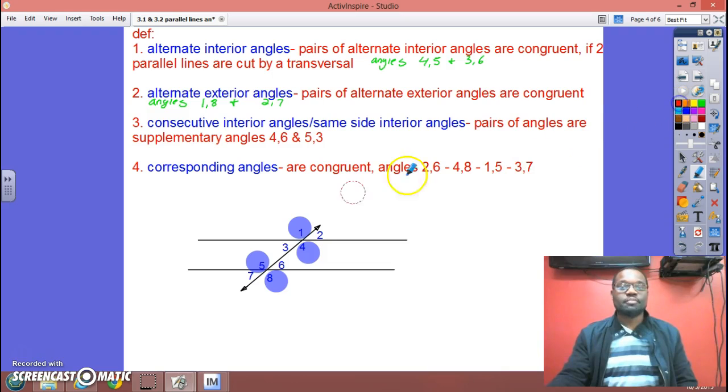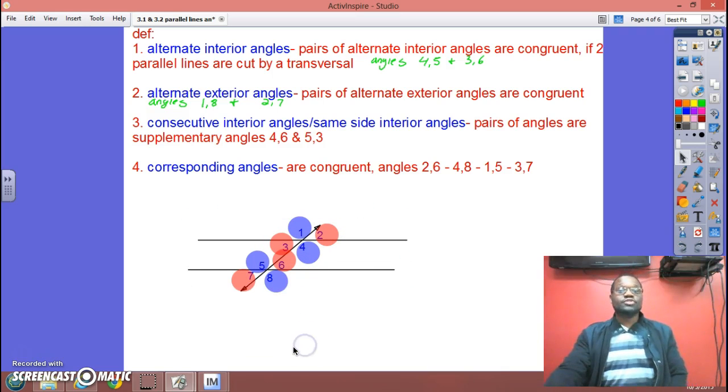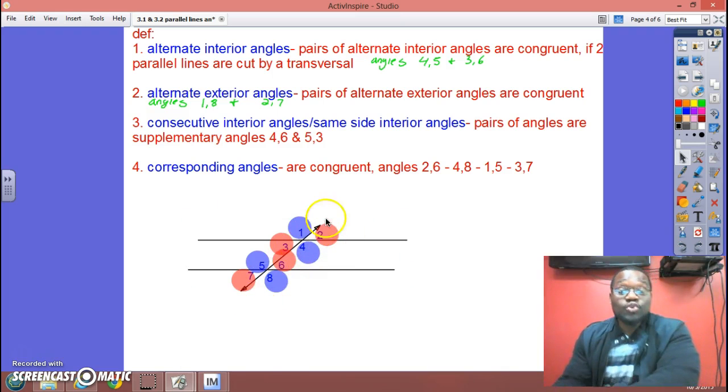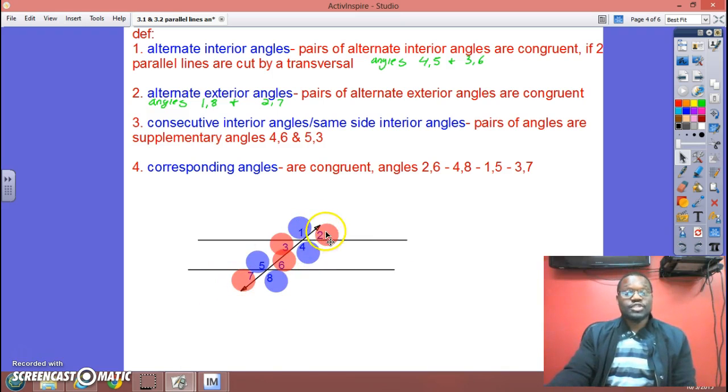Now, everything I put in the red is also congruent. 2, well that looks more pink than red. 3, 6, and 7. All those in the red are congruent. So 2 and 3, 3 and 6, 6 and 7. Now, what you'll notice is that whenever you have a red and a blue, those equal 180.